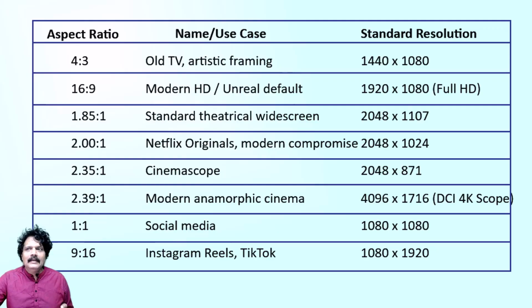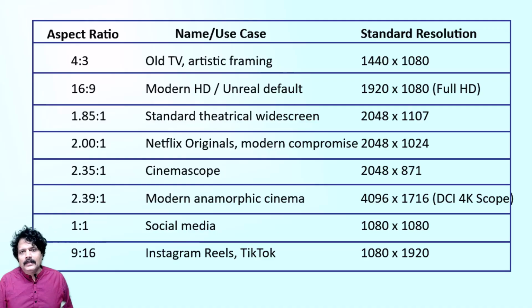Then you also have the standard theatrical widescreen, which is in 2K, and this ratio is 1.85:1, and its size will be around 2048 into 1107. For Netflix series and most of the modern theaters, they make use of an aspect ratio of 2:1, and the size of the screen will be 2048 into 1024.